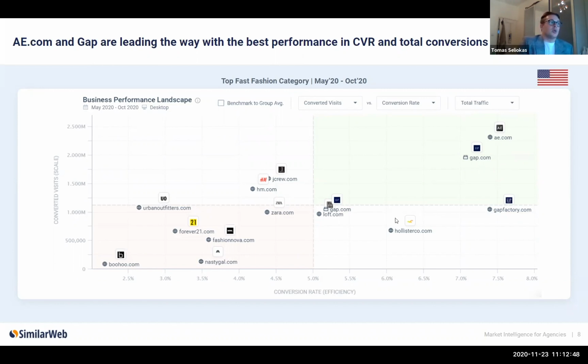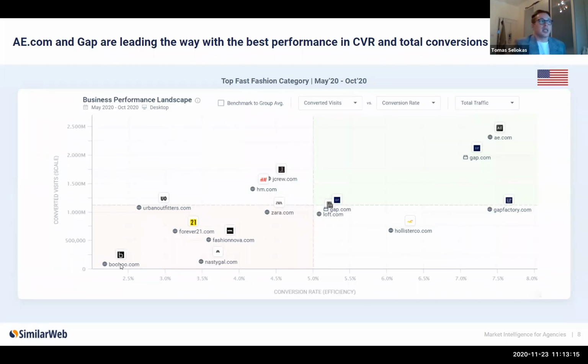And then we also see the lowest performing ones. And as we've seen with Forever 21, which is performing so poorly and declining so much in the last 6 months compared to last year, it's one of the lowest performers in conversion rate as well. And it's very, very far from the average. And here we can see an average of 5%. And then we see converted visits in terms of scale.